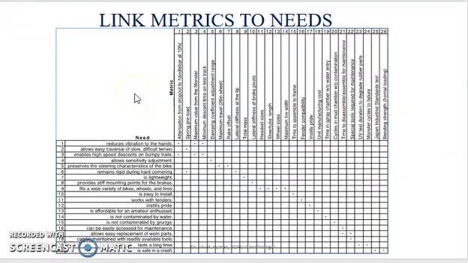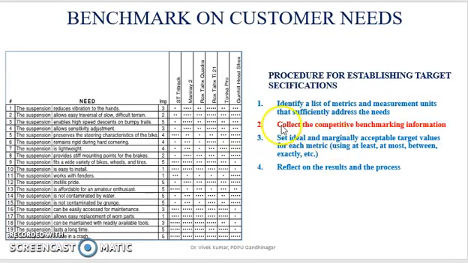The second method, that is the need-metric matrix method, is shown in this figure. In this method, we map each need with the corresponding performance indices through the matrix. However, the relative information regarding the importance level of a particular need is lost here, but we can insert 1 to 5 dots at a particular cell to quantify the importance of a particular need. Now we will proceed with the second step of establishing target specification, that is collecting the competitive benchmarking information.